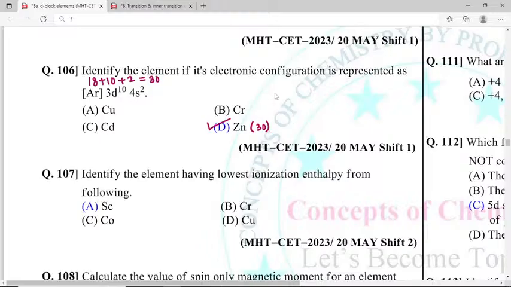Next question, identify the element having the lowest ionization enthalpy. Scandium has the lowest ionization enthalpy.